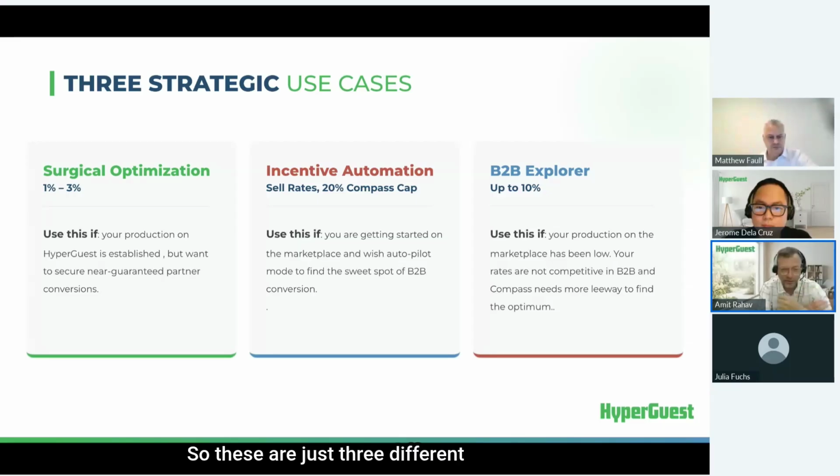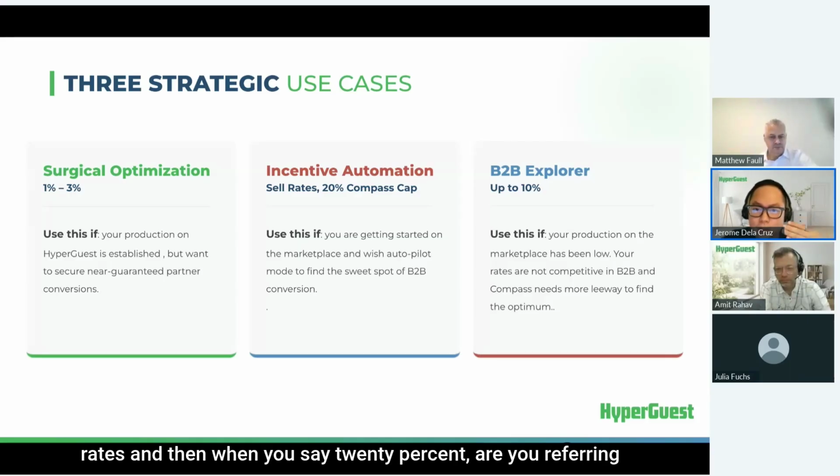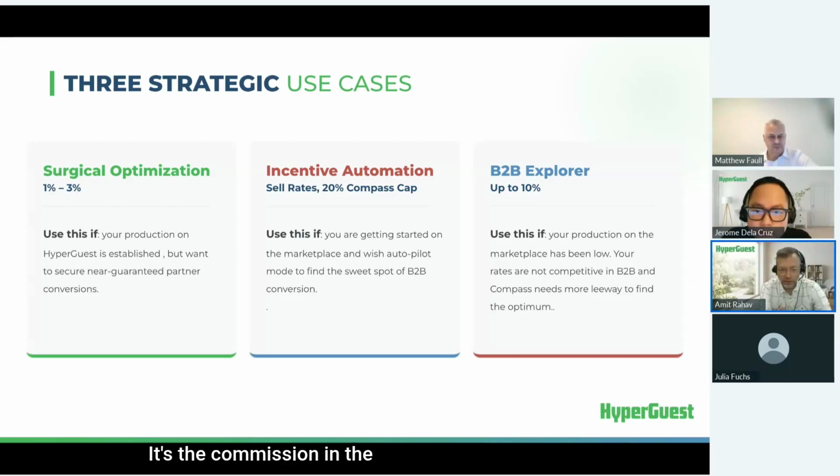So these are just three different key use cases that we've heard from customers. From our audience perspective, Amit, the one in the middle, incentive optimization, you say sell rates, and then when you say 20%, are you referring to discounts or commission that the system will automatically adjust? It's the commission, in the sense of the reduction from the sell rate to result in the net rate. So the commission, not a discount, it's not an excess.